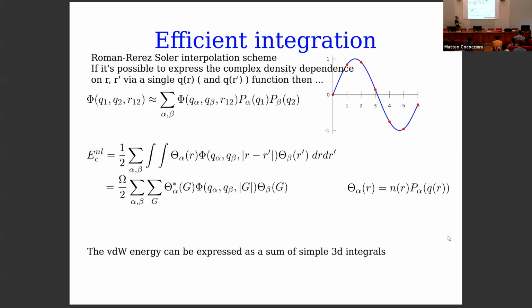And then by doing that, one can reduce the six-dimensional integral to a sum over a number of points on an interpolating grid of quantities that can be computed by convolutions, because q alpha, q beta here are parameters, and so for each chosen alpha and beta, this is a convolution of r minus r prime between a density of r and a density of r prime. So this is something that you can calculate in reciprocal space, and so this is much more efficient. And this is how van der Waals DF is implemented, for instance, in Quantum ESPRESSO.